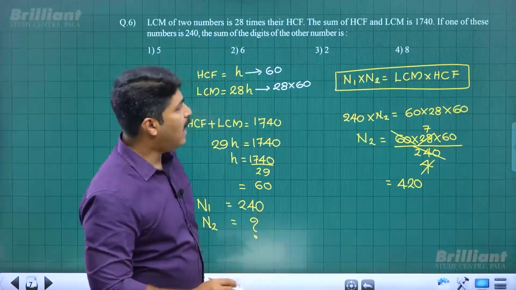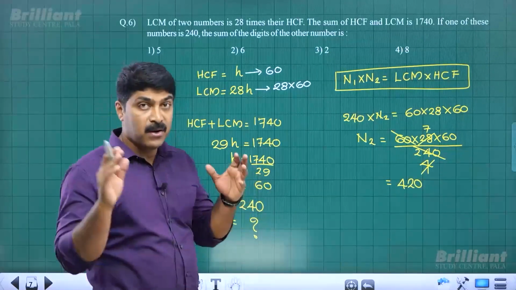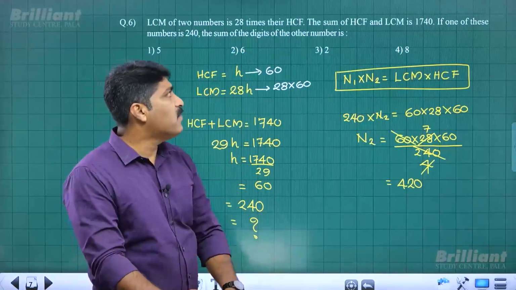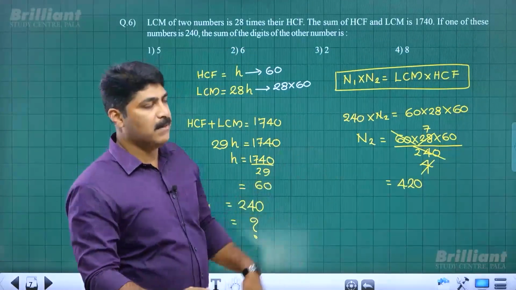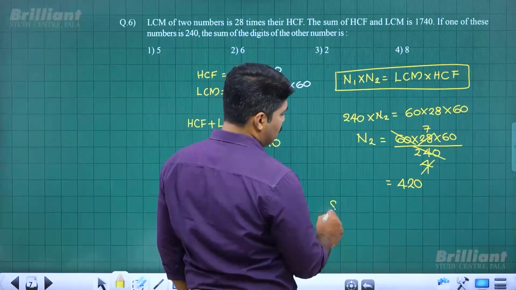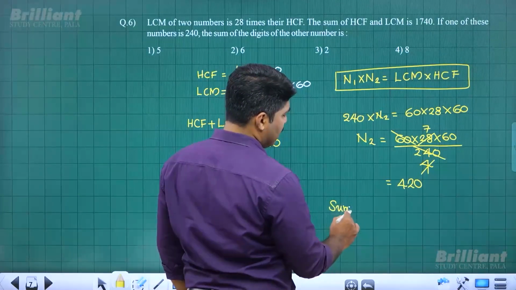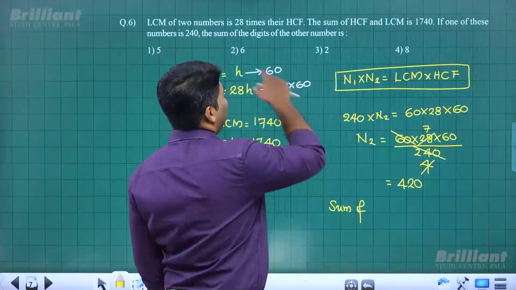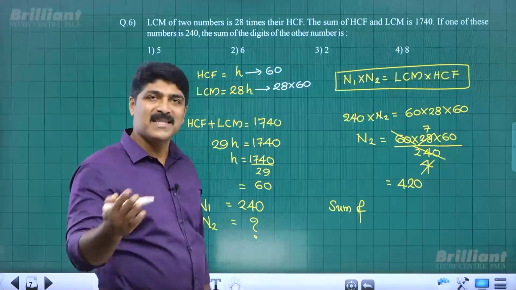So what is our requirement? What are we going to find out? Here we have to find the sum of the digits of the other number, the 420. So why did they ask like that instead of asking what the other number is? If the question was like that, what is the other number?